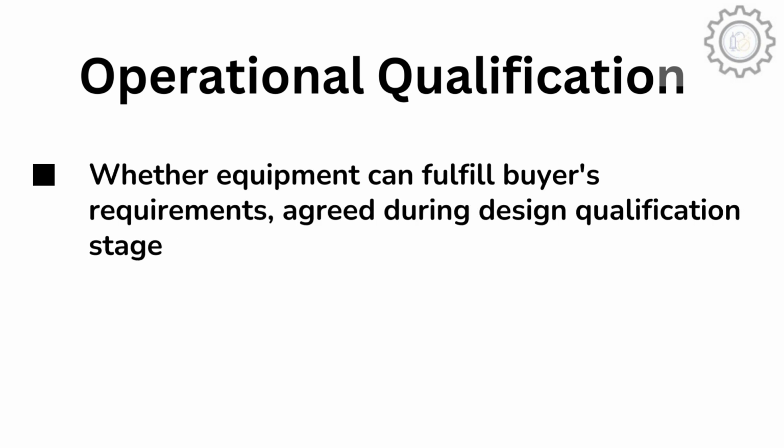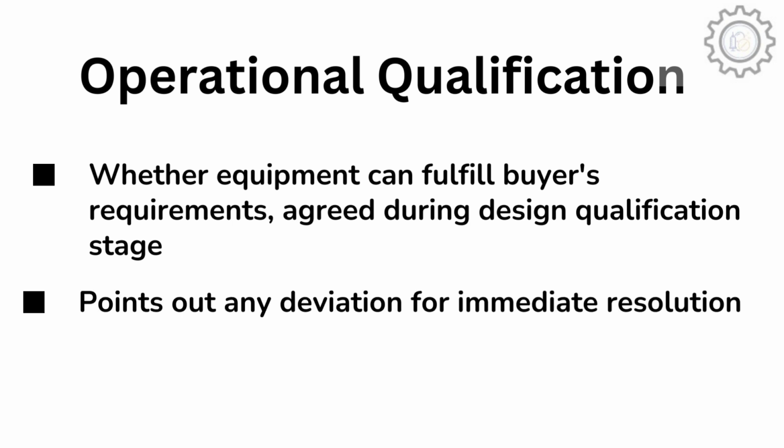The main aim of operational qualification is to make sure and confirm that the equipment's operation is according to the buyer's requirements and specifications. These requirements and specifications were discussed and agreed by both the manufacturer and the buyer during the design qualification phase. It also helps to point out or detect any deviation before putting equipment into routine production operation. If detected, these deviations can be immediately resolved by devising a joint action plan by the manufacturer and the buyer.